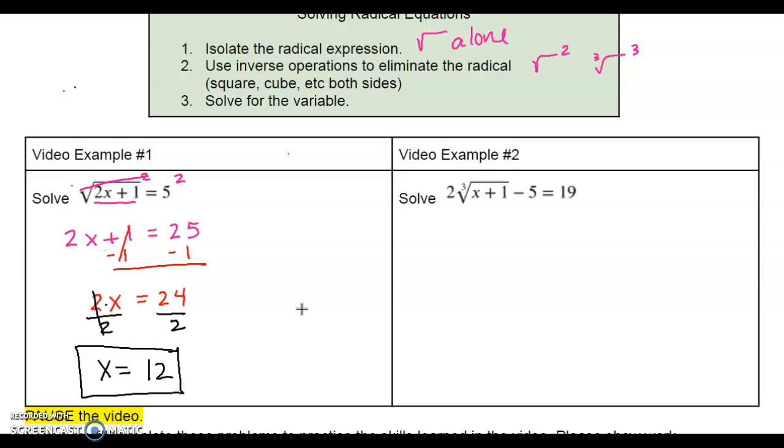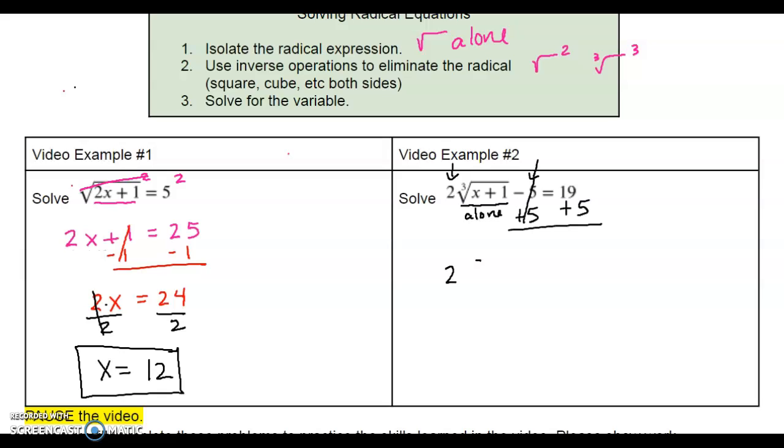All right, let's look at example number 2. You want to get this radical, which is a cubed root, all by itself. But you have a 2 by it, and you have this 5. So we're going to have to move those first before we can move on to step number 2. So you always want to do the adding or subtracting first, the opposite. So since that's minus 5, we're going to add 5 to the other side.